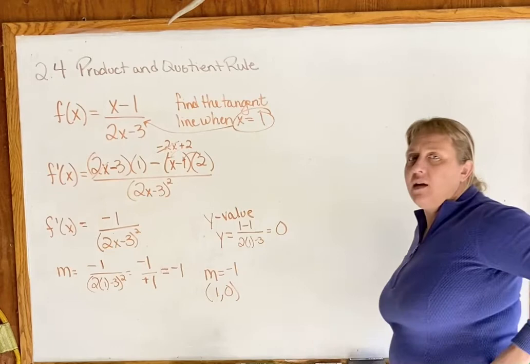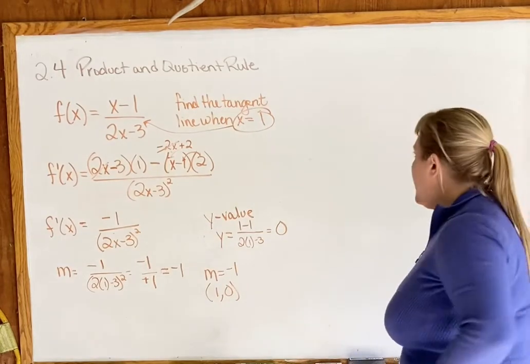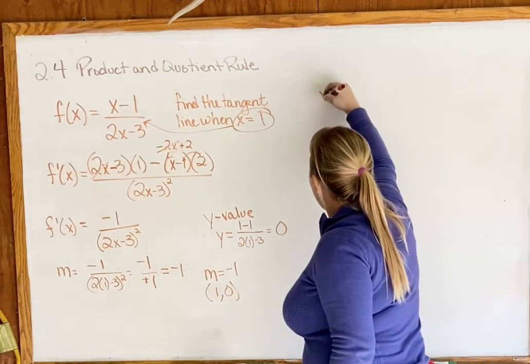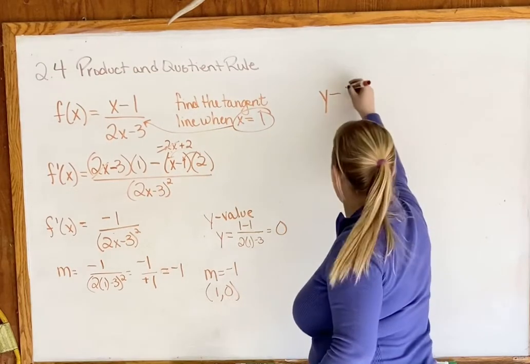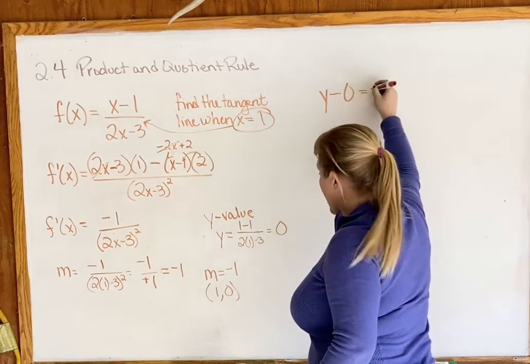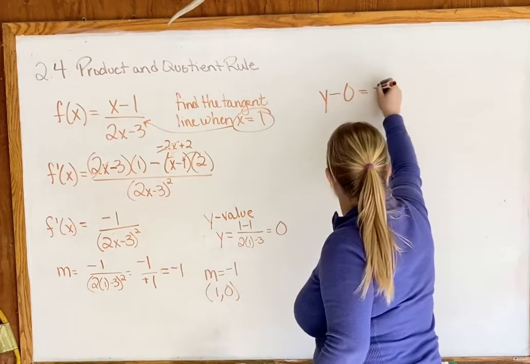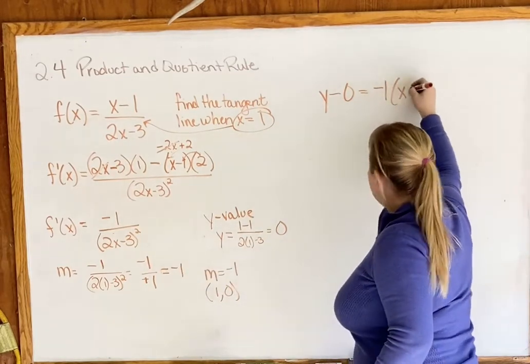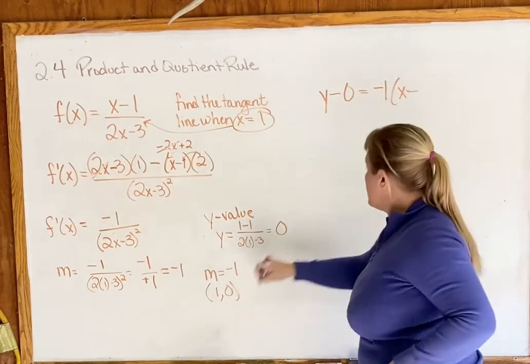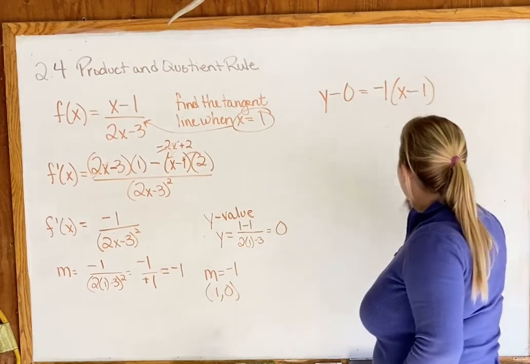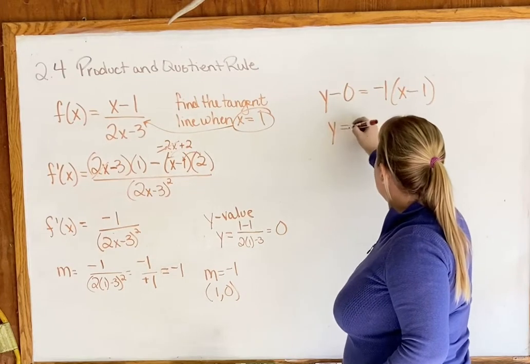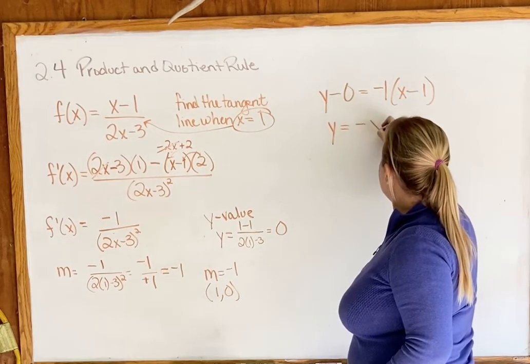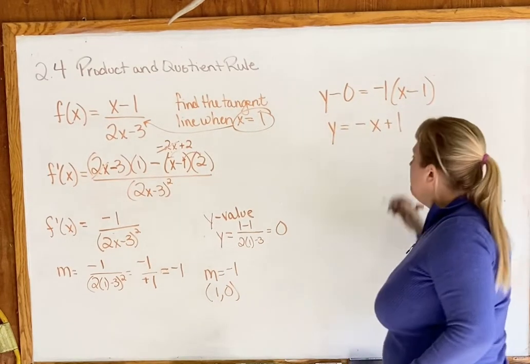So we need to find the equation of our line. We're going to go y minus y sub 1, well our y sub 1 was 0, equals m, negative 1, times x minus x sub 1. So that will go away and just leave us y, which is nice. And this is going to be minus x plus 1.